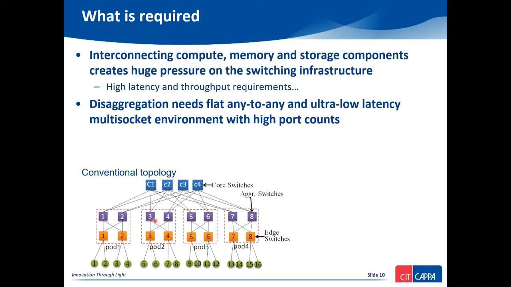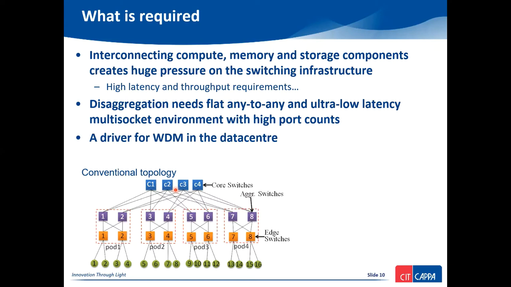So in the conventional topology, let's say a four port system, you need to hop across multiple switches if you want to connect to another resource somewhere else in the data center. And if this aggregated server concept kicks in, you will need to make far more connections. So the latency in those switches, or in this sort of factory topology, will become prohibitive very, very quickly.